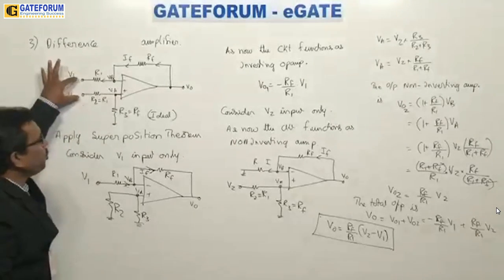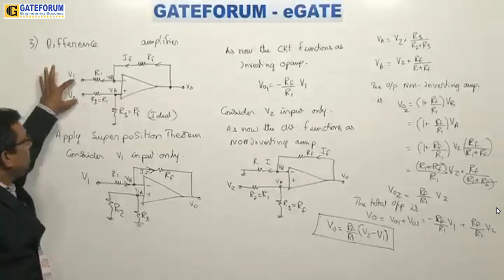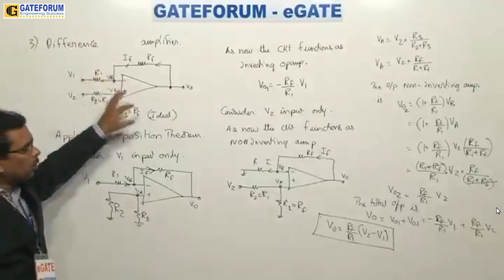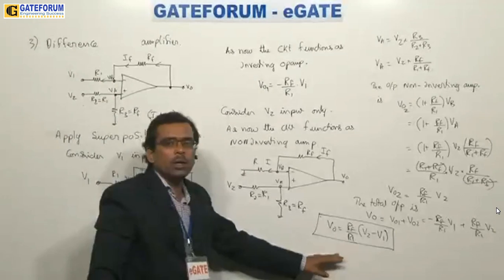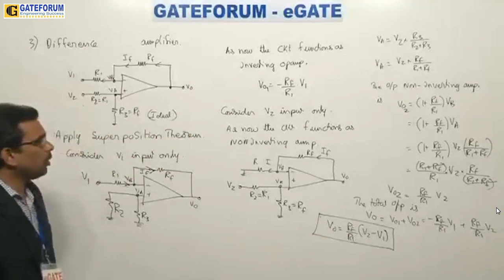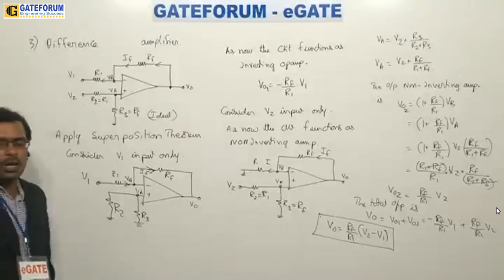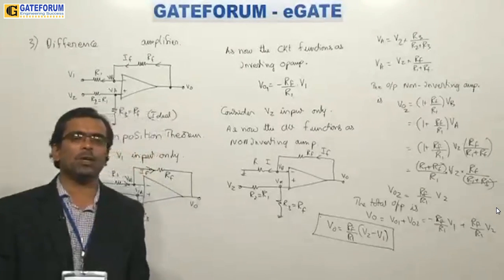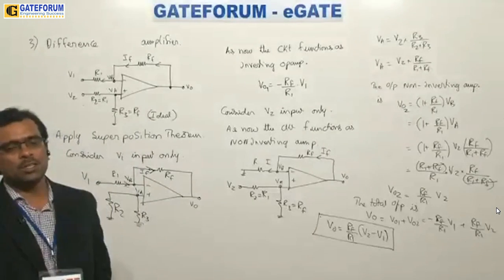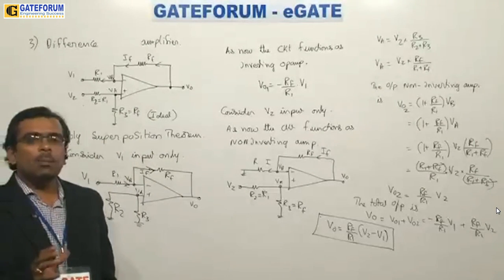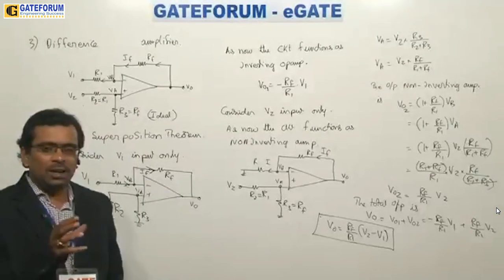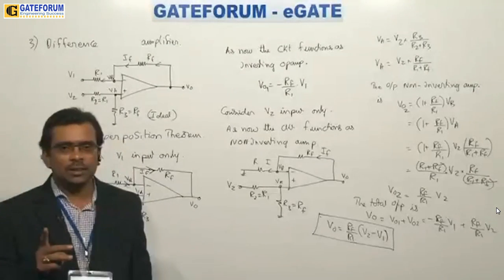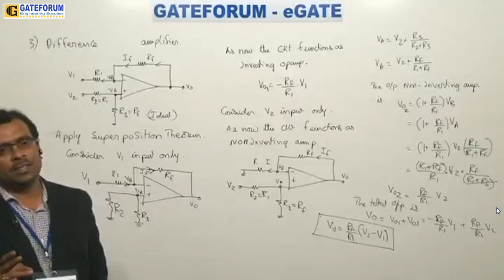It takes the two inputs that you give. I told you it does not consider this input; it considers only VA and VB as input. This is what a difference amplifier is about. Any of the op-amp applications you take in linear mode, that is amplification mode, are going to fall under one of three categories: inverting, non-inverting or difference amplifier.